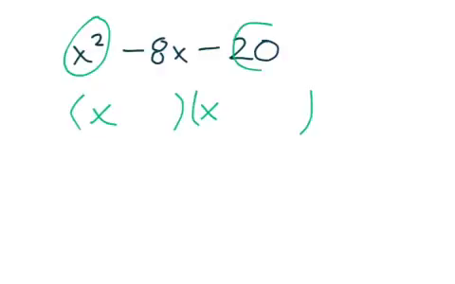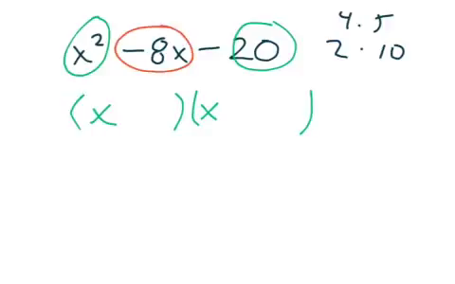And then we look at the 20 and we think about two numbers multiplied together that make 20. Well, we could do, for example, 4 times 5. We could do 2 times 10. Which one of those will give me this minus 8 in the middle? Notice 4 and 5 is not going to work, because 4 and 5 make 9, or 4 minus 5 makes negative 1. Nothing close to negative 8.